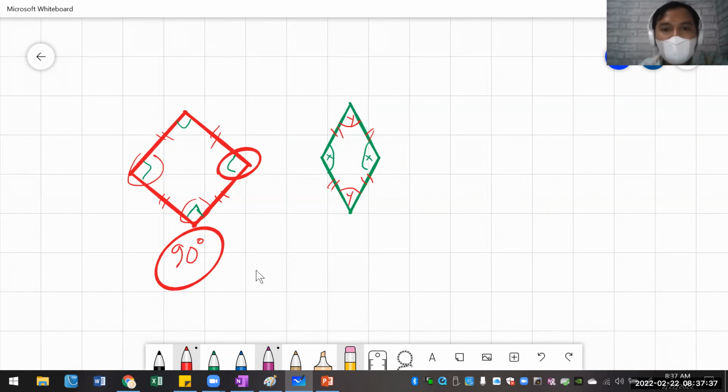But if the size of the angle is not 90 degrees and you have four sides and all of the sides have the same length, then we call it a rhombus, okay? Jadi perbedaannya di situ ya guys. You need to understand the difference between these two.